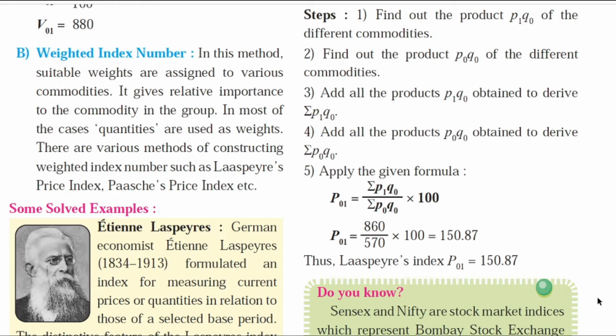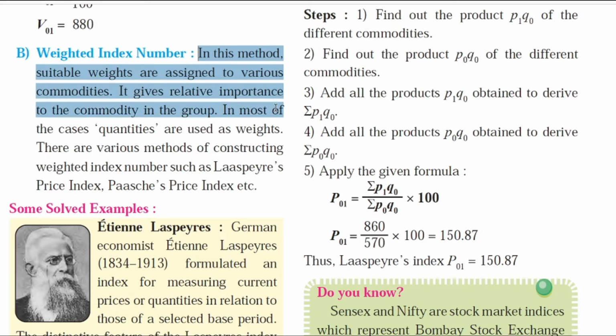My dear students, weighted index number is of utmost importance. Here we are going to see some important types of weighted index number construction, such as Laspeyres index number, or we can say Laspeyres price index, as well as Paasche's price index. Let us begin. In this method, suitable weights are assigned to various commodities. It gives relative importance to the commodity in the group. In most of the cases, quantities are used as weights.